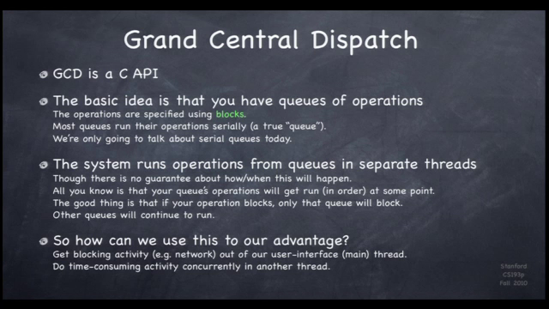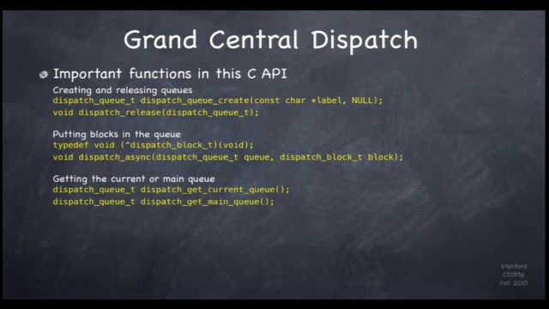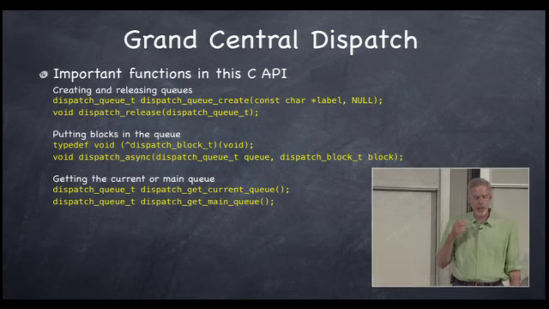That main queue is not doing anything, so you'd like to have other queues off doing some intensive operation if you had some big amount of work to do, right? So you can imagine both those things would be valuable. All right, so what are the important functions in this C API?